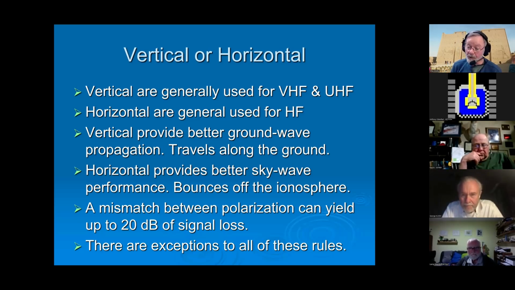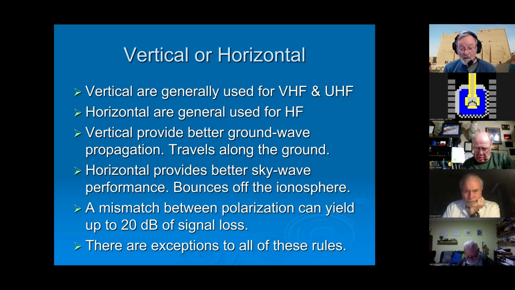So here's a key thing to remember. Especially in VHF, UHF, if you have one person transmitting with a horizontal polarization and another one in vertical polarization, you can see upwards of a 20 dB signal loss. If you take that 20 dB and divide it by 3, you can see that's a huge amount of signal loss. Now, it doesn't always happen that way.